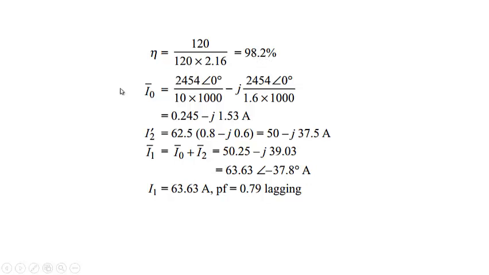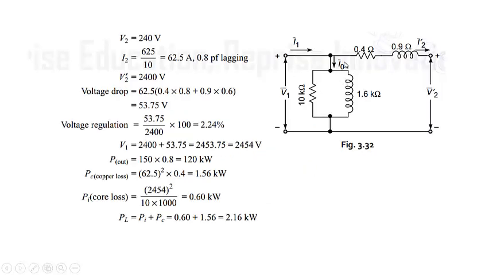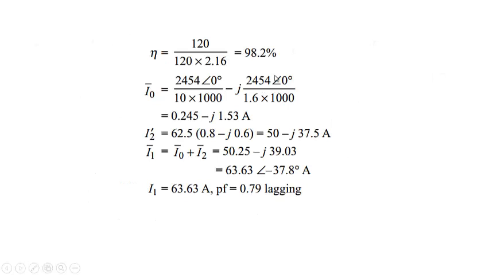So this I naught will be equal to V1, that is this voltage divided by 10 kilo ohm, plus V1 divided by j into 1.6 kilo ohm, that will be I naught. When j is taken outside to the numerator, it will be minus j, so this will be the value of I naught.